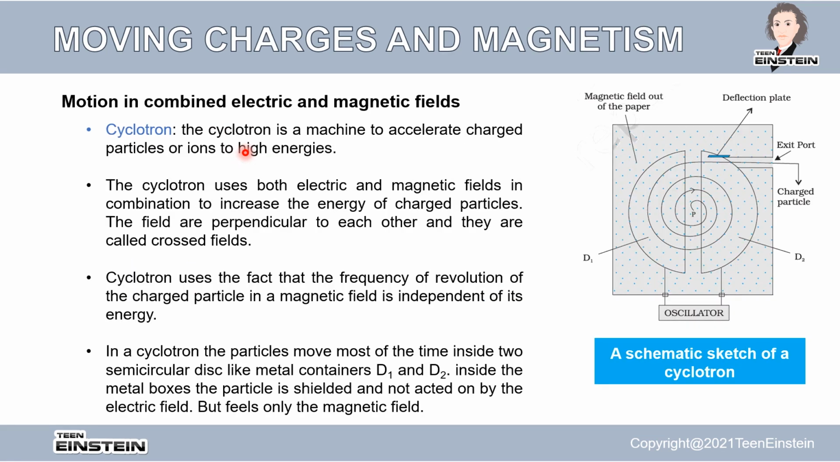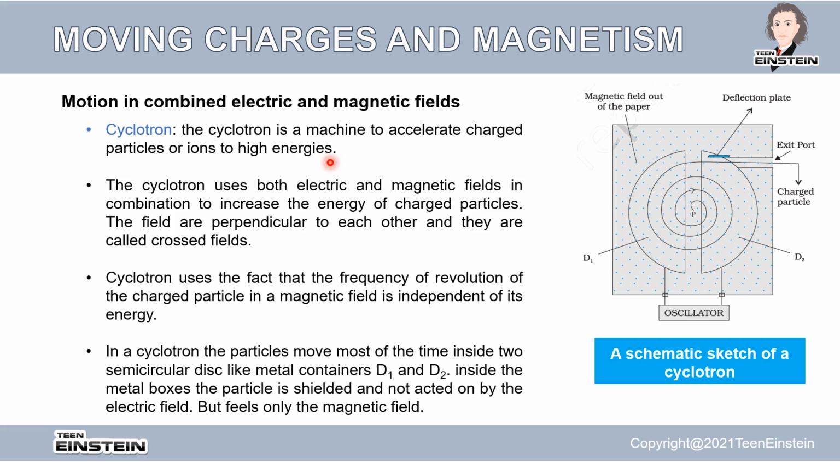Okay, so the next case is a cyclotron. So cyclotron is a machine to accelerate charged particles or ions to high energies. So in the previous case, we did not accelerate the particles. The velocity of the particle did not change. But in this case, we are going to accelerate the particle by using both electric and magnetic fields. So this is useful in many experiments.